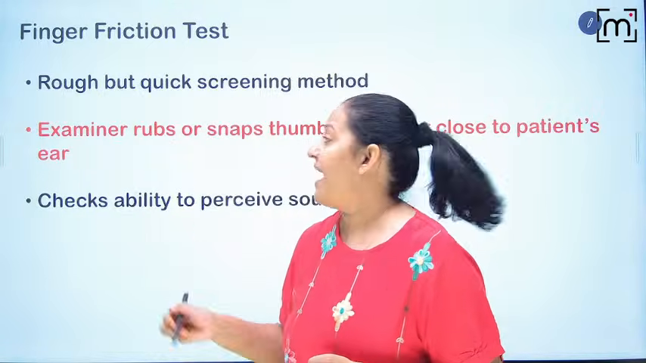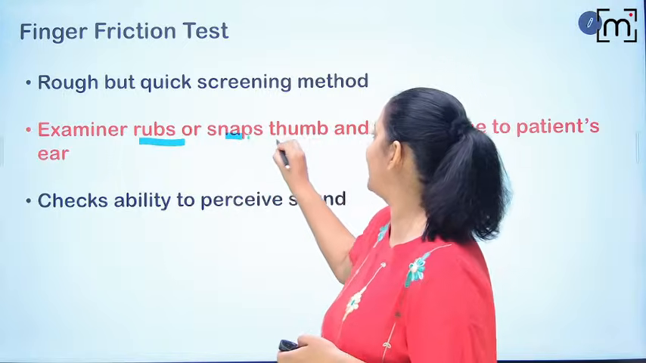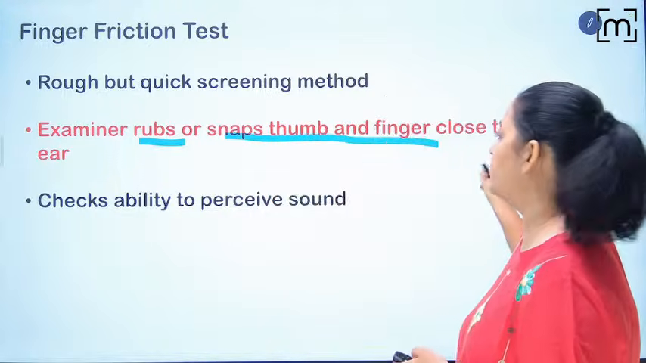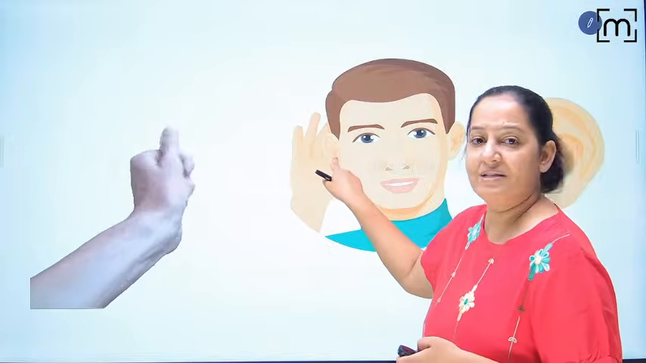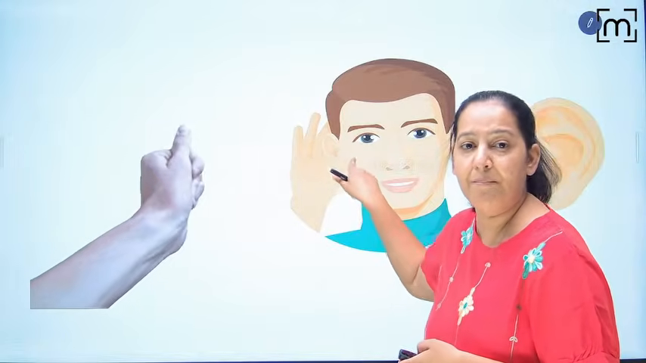What we will do? The examiner rubs or snaps the thumb and finger close to the patient's ear, like this. This is a patient. My patient is complaining of deafness, maybe partial, maybe complete. So simply I'm rubbing. Can you see? I'm close to the mic. I'm rubbing my thumb and fingers close to each other so I can hear my sound. You please also try. Take your thumb, take your finger and just rub them close to your ear. Can you hear a sound? The rubbing sound, the friction sound.